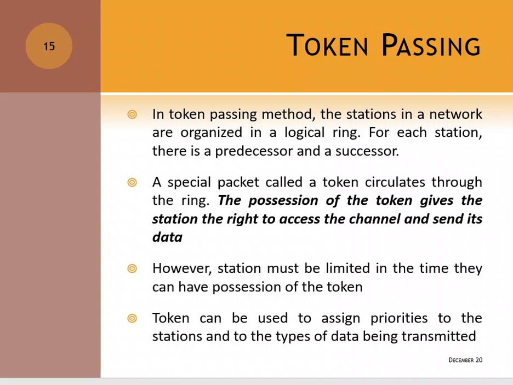Okay, next method is token passing. In token passing method, the stations in a network are organized in a logical ring. For each station, there is a predecessor and a successor. Okay, untuk token passing method ni, dia lebih kepada macam topologi yang berbentuk ring, logical ring. Okay, kita recall balik yang kita belajar chapter 1 tu. Untuk ring, data ataupun frame tu akan bergerak dalam bentuk passing daripada satu dalam bentuk lingkaran ring tu. So a special packet called a token circulates through the ring.